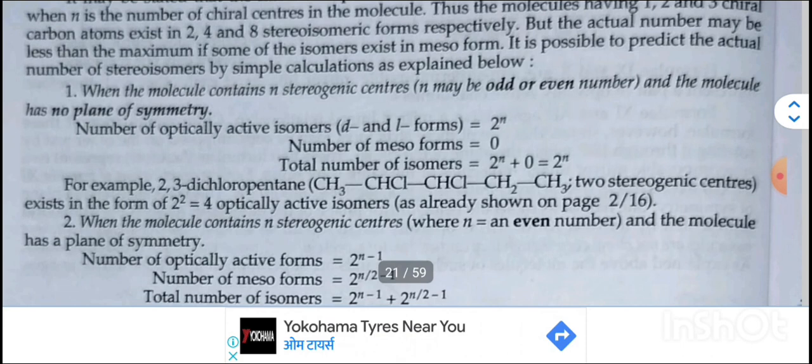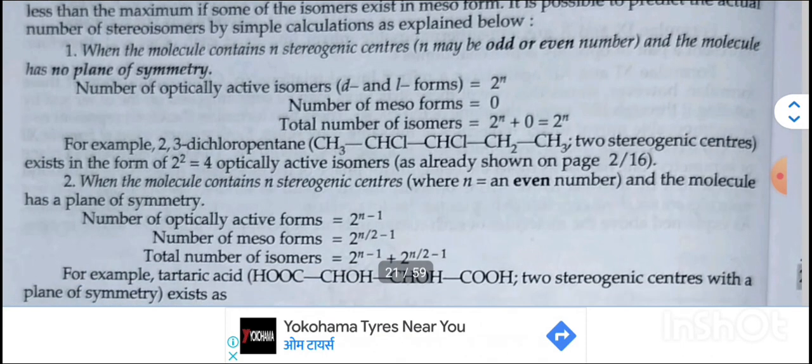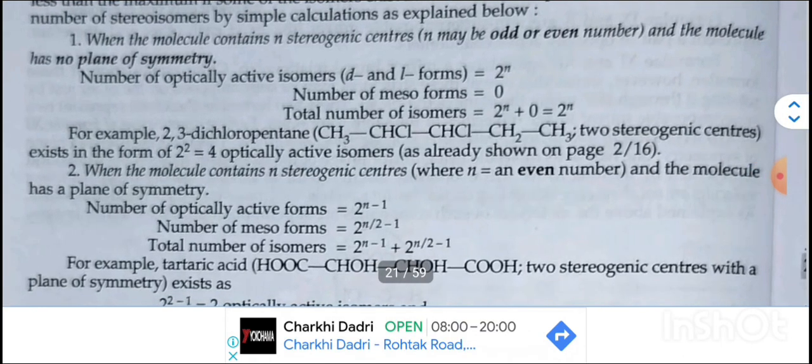When the molecule contains n stereogenic centers, n may be an odd or even number, and the molecule has no plane of symmetry. Number of optical isomers, D and L forms, is 2 to the power n. Number of meso compounds is 0. Total number of isomers is 2 to the power n plus m, where m is 0, equal to 2 to the power n. For example, 2,3-dichloropentane has 2 stereogenic centers and exists in 2 to the power 2, that is 4, optically active isomers.